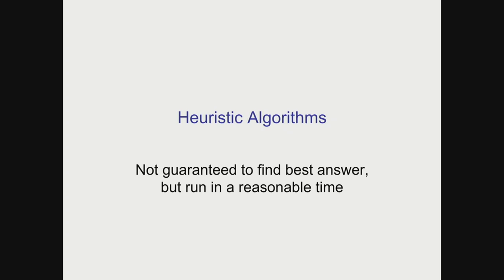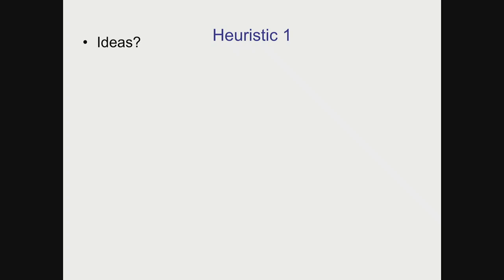They won't get the best answer, or they're certainly not guaranteed to. They might get it by fluke, but probably won't, but they run in a reasonable time, and you're trying to get just a reasonable answer, a good answer. So, any ideas for a heuristic? A lot of heuristics just come about because this seems like a good idea. Some come about if you read a bunch of papers and get ideas from others, but some just come up because you think, how would I attack this? What would I do as a human, and maybe I can code that up in a program.